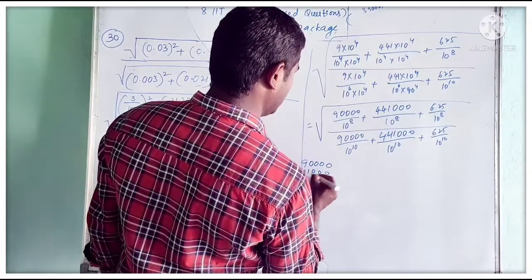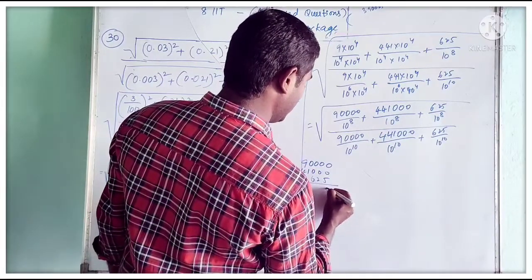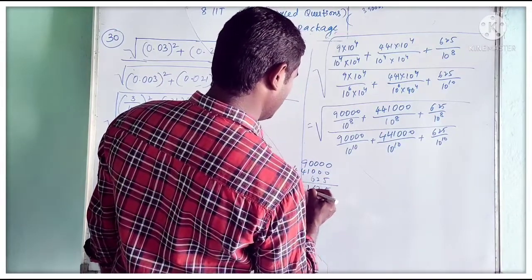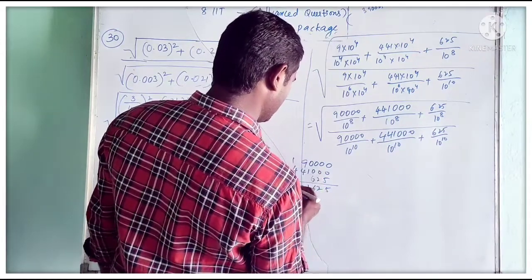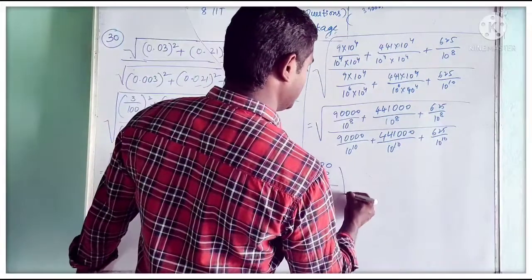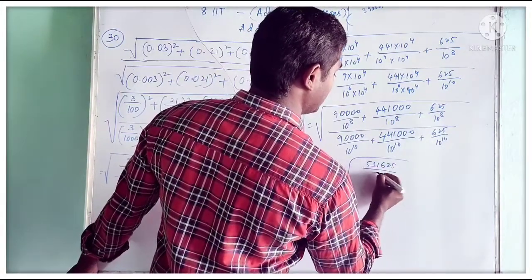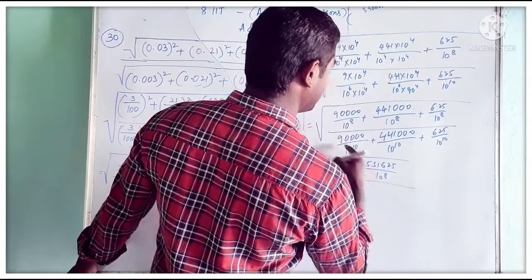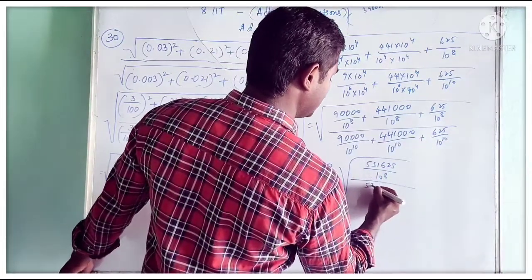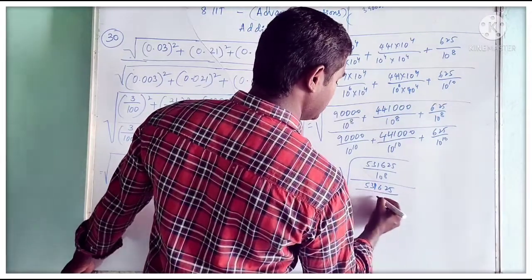4,41,000 and 625. So if you add all, 5, 2, 6, 1, 13. So 531,625. In the numerator we can write 531,625 by 10 power 8. In the denominator also the same number. So 531,625 by 10 power 10.